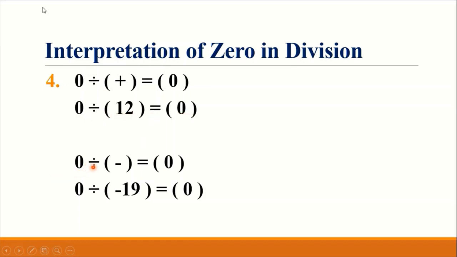When 0 is divided by any negative number, answer will be always 0. For example, 0 divided by minus 19 is equals to 0.